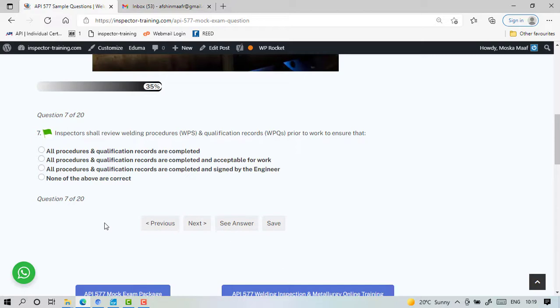Inspectors shall review welding procedure and qualification records prior to work to ensure that all procedure and qualification records are completed and acceptable for work. So it should be acceptable. It should be signed off, approved by the welding organization or the client.